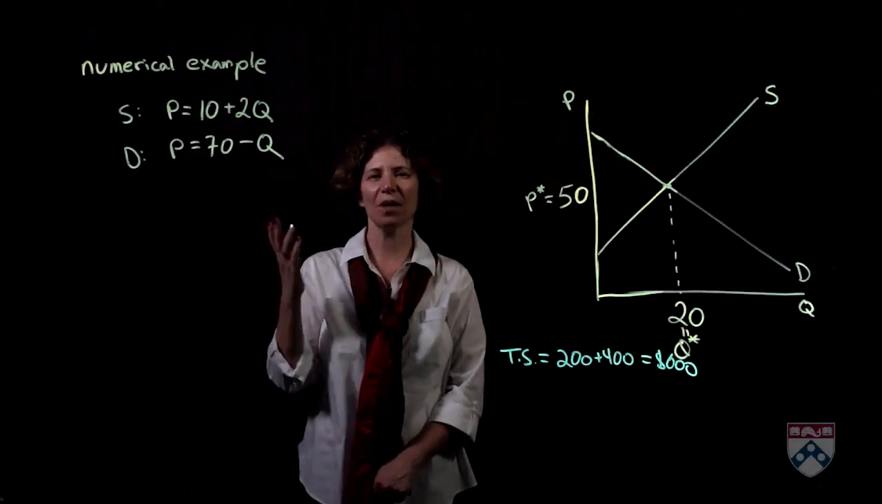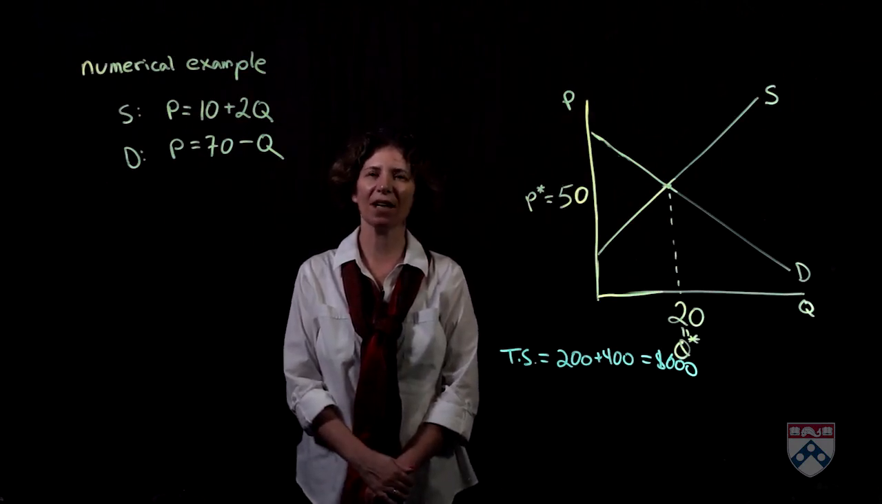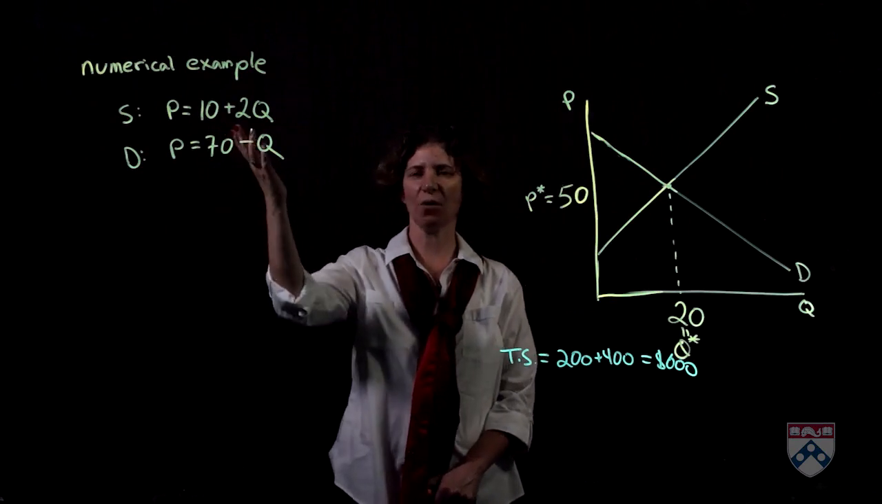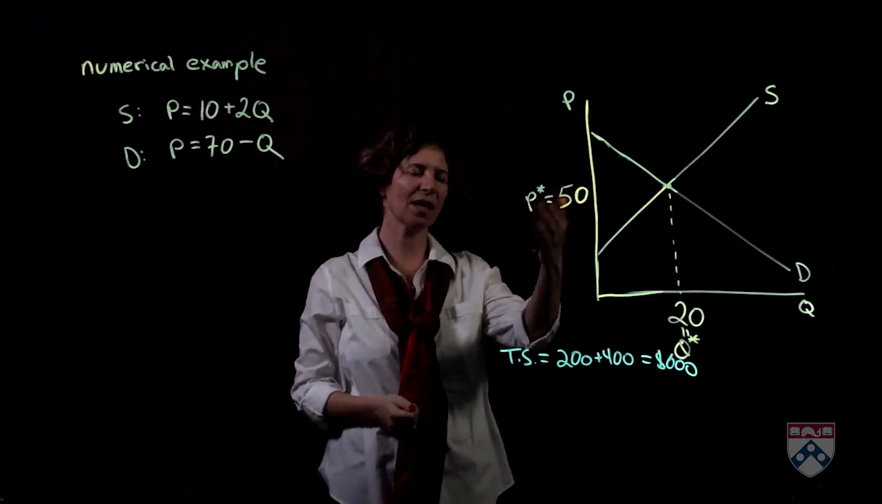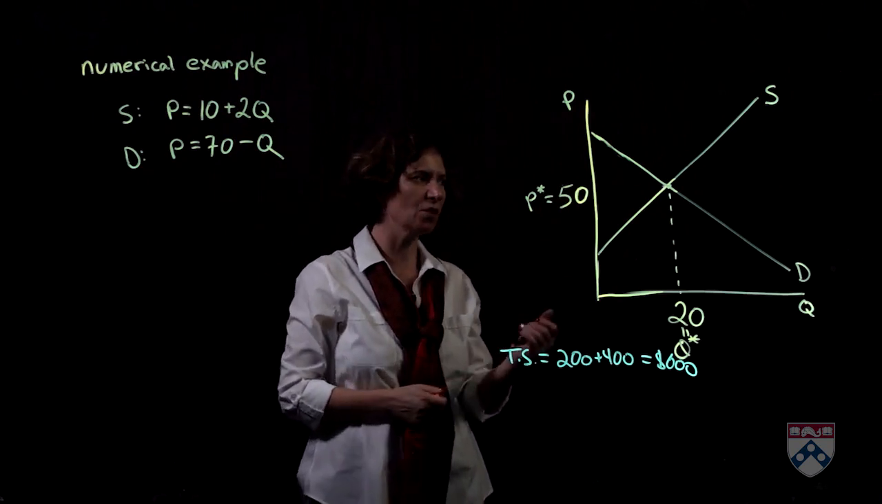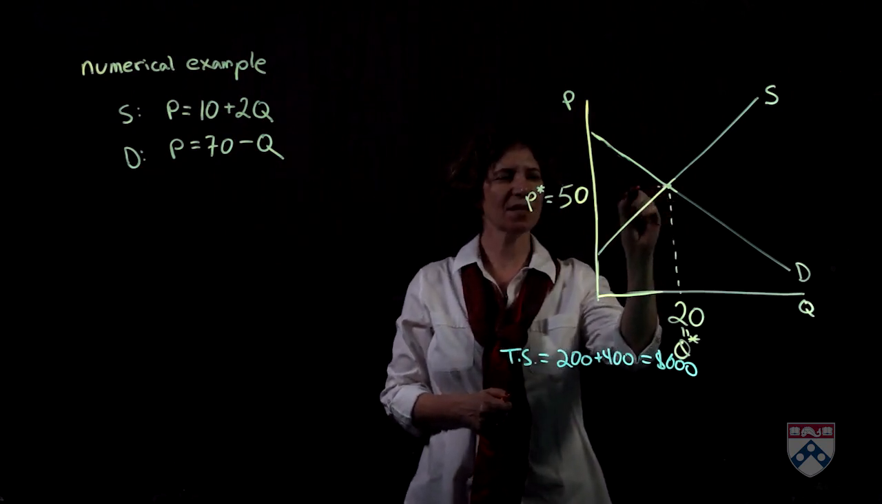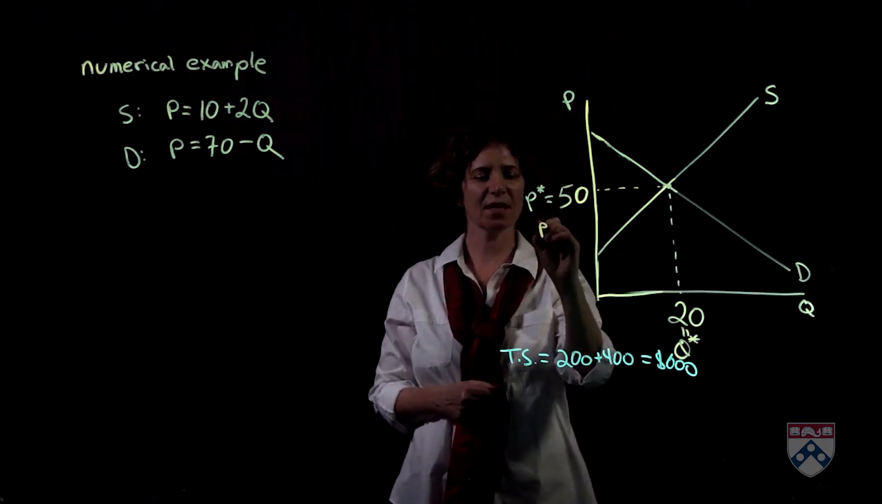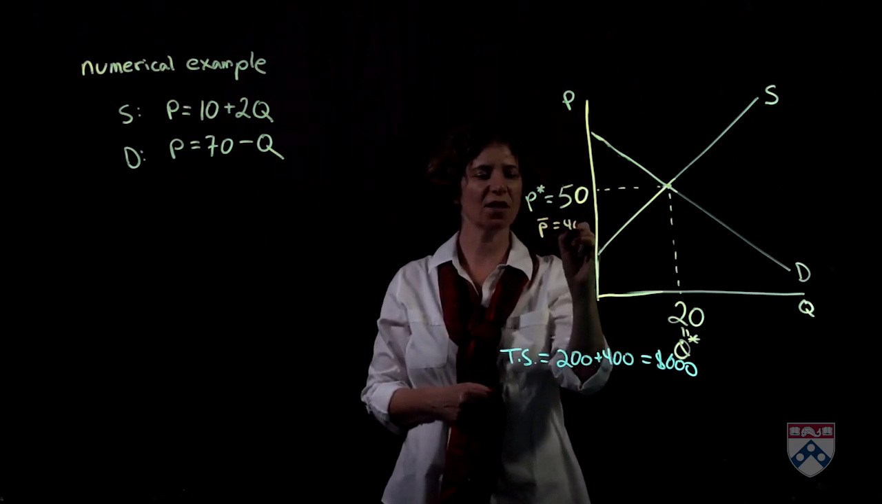I'd like us to use a numerical example to look at the effects of a price ceiling. We found using the supply equation and the demand equation that we have an equilibrium price of 50 and an equilibrium quantity of 20 units. Suppose the government decides that the price of 50 is too high and instead sets a price ceiling at $40 a unit.